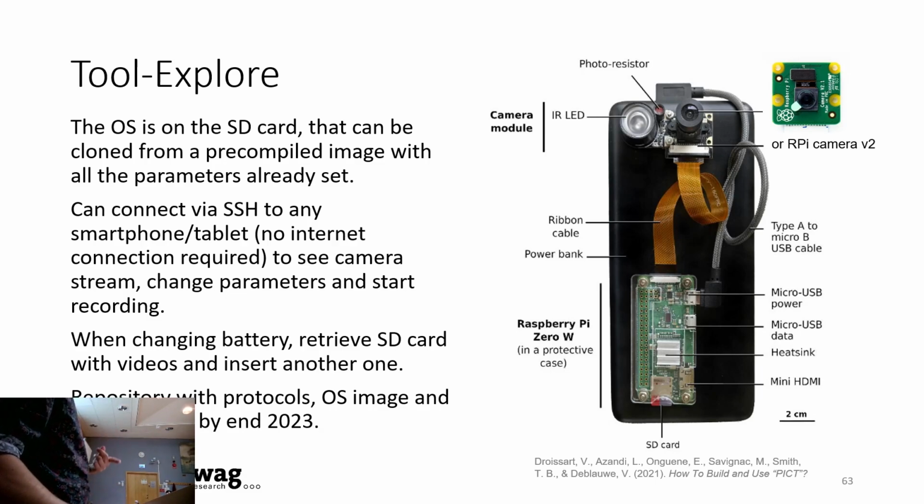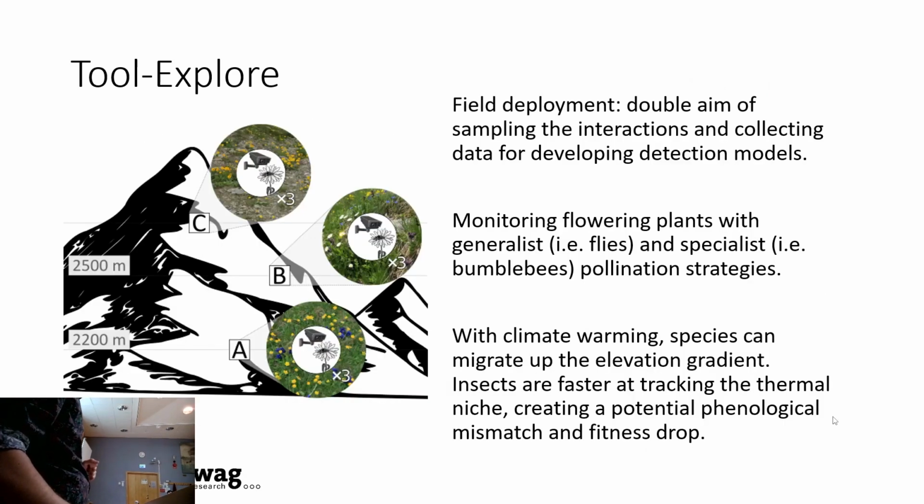Right. Currently, we have 60 of these cameras deployed in Ecuador, and they're quite hard field conditions because the temperature goes up and down quite a lot, and it rains and all these kinds of fun things. But we also tested it in the Alps last year. So we had basically the double aim of collecting sample interactions across communities and collecting the data for actually training the detection model on insects, starting from the one that we did on hummingbirds.